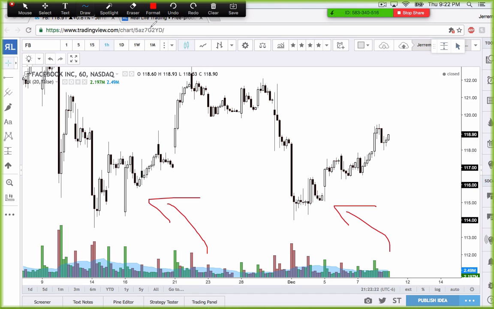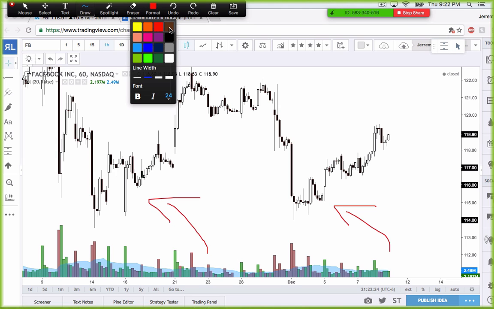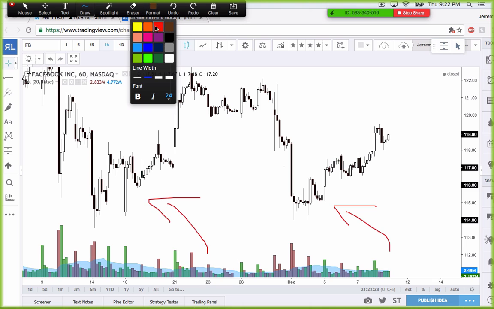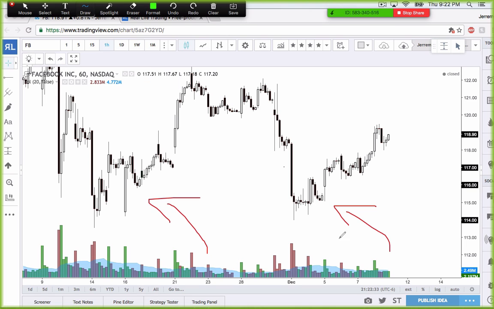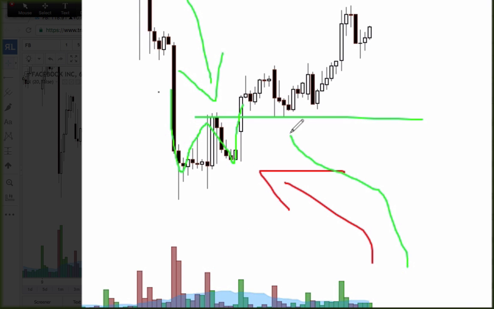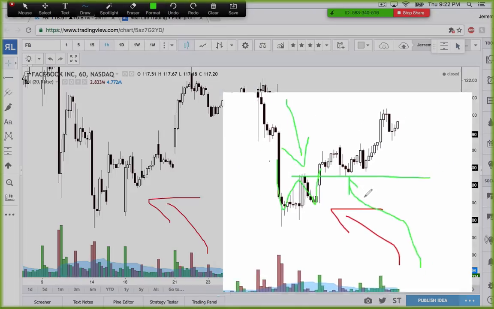Check out that double bottom. That's what dreams are made of right there. Bam. Neckline. Did it come down to the neckline? Did it retest that neckline? Yes, it did. Absolutely. Now, again, I didn't take this trade bullish on Facebook, just to let you guys know.